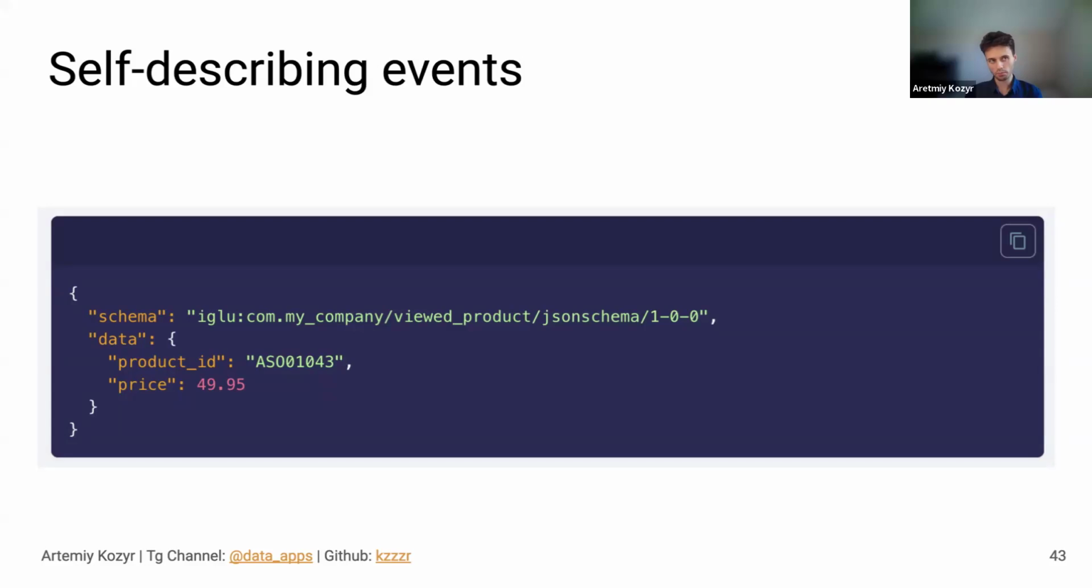There's an example of a pretty easy and simple self-describing event about a viewed product. So there's a product ID and product price. That's it. And that's what the event payload looks like. There's a schema and there's data. And there's a JSON message. Pretty simple.